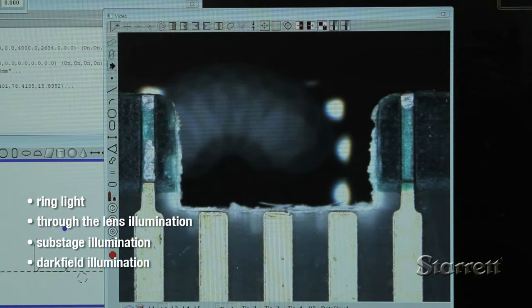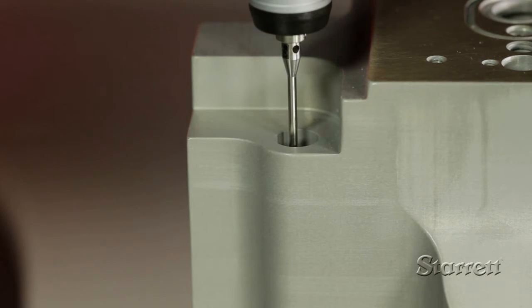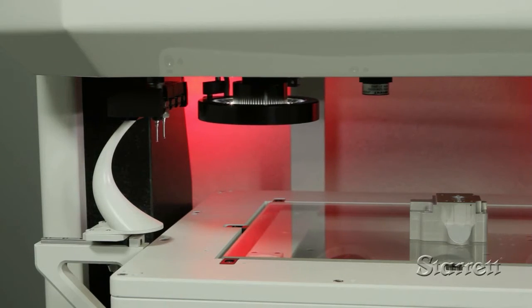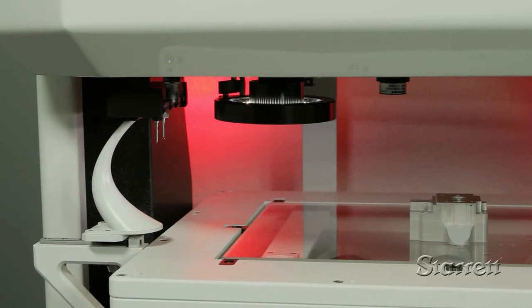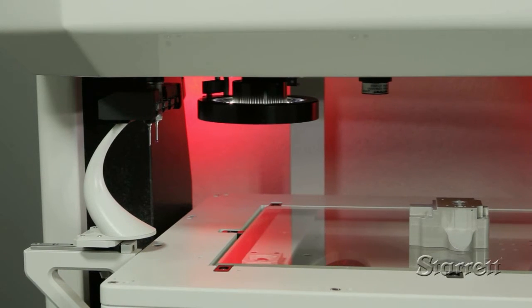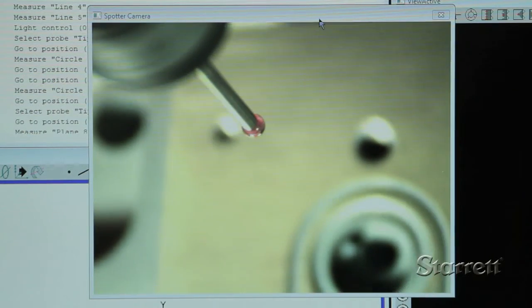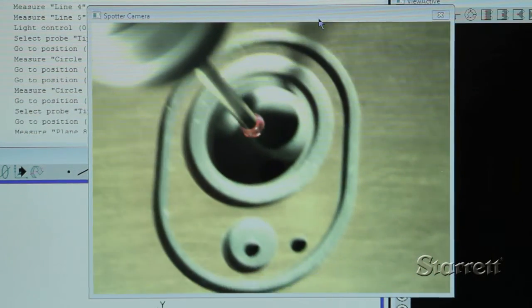A unique dark field illumination is available for difficult to illuminate surface features. Touch probes collect 3D features such as cones, spheres, cylinders, and planes. Several touch probes can be used to detect features of different size and orientation. A spotter camera helps the operator see where the probe is taking points.